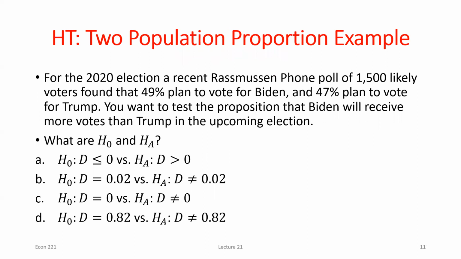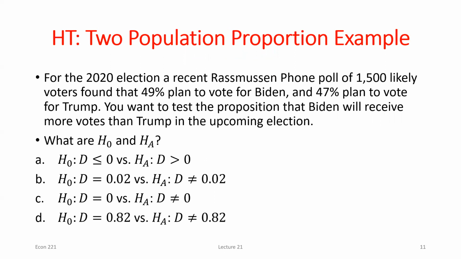I think before the last election, I went out and looked at some of the polling data, and it had 1,500 people, and 49% of people plan to vote for Biden, 47% plan to vote for Trump. You want to test the proportion that Biden will receive more votes than Trump in the upcoming election. So what would your null and alternative hypothesis be?